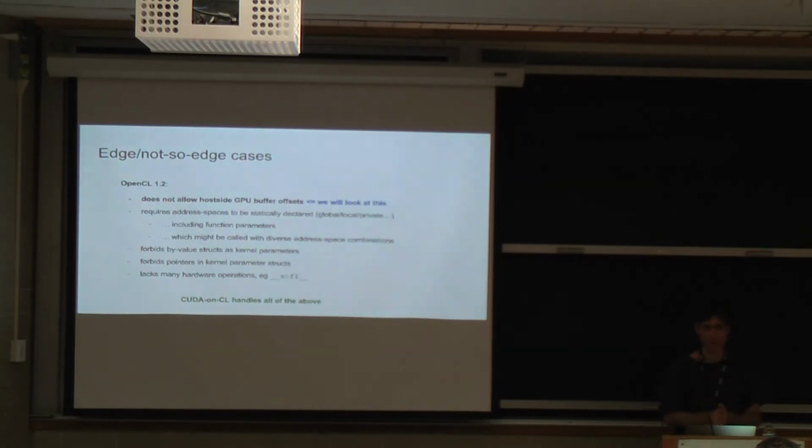And OpenCL forbids by-value structs as kernel parameters, but CUDA doesn't. In addition, you're not allowed to pass pointers in structs in OpenCL 1.2, but CUDA allows that. Also, OpenCL 1.2 lacks a lot of hardware operations. I don't have time to go into how CUDA-on-CL solves these, but it does. But we'll look at one example, which is the host-side GPU buffer offset.